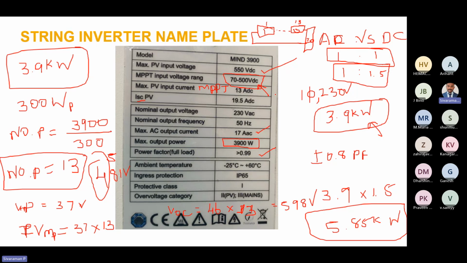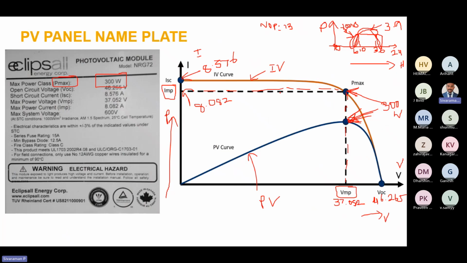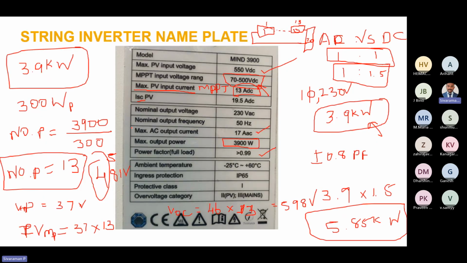Then the third one is the maximum PV input current. This inverter can operate with a maximum of 13 ampere DC. Here the MPPT current is 8.082 ampere, so it is well within 13 ampere. So this condition is also fine.